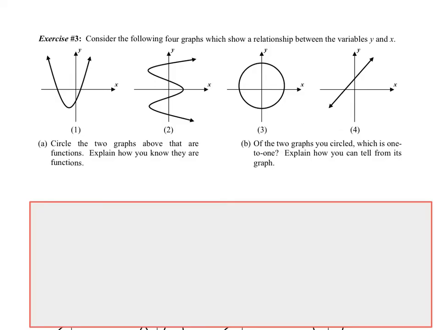On the next page, consider the following four graphs which show a relationship between the variables x and y. Circle the two graphs above that are functions. Explain how you know they are functions. All right, so take a look at all four and write down under A which ones are functions and why. I'll give you a second to do that.